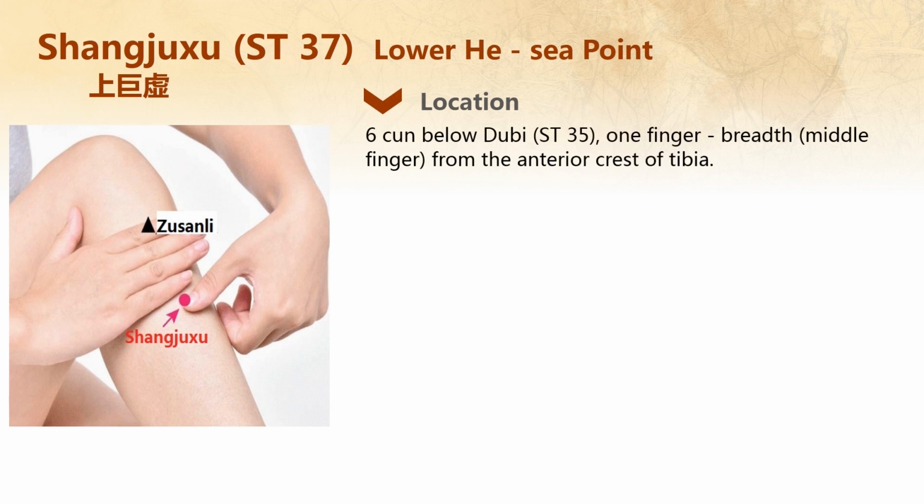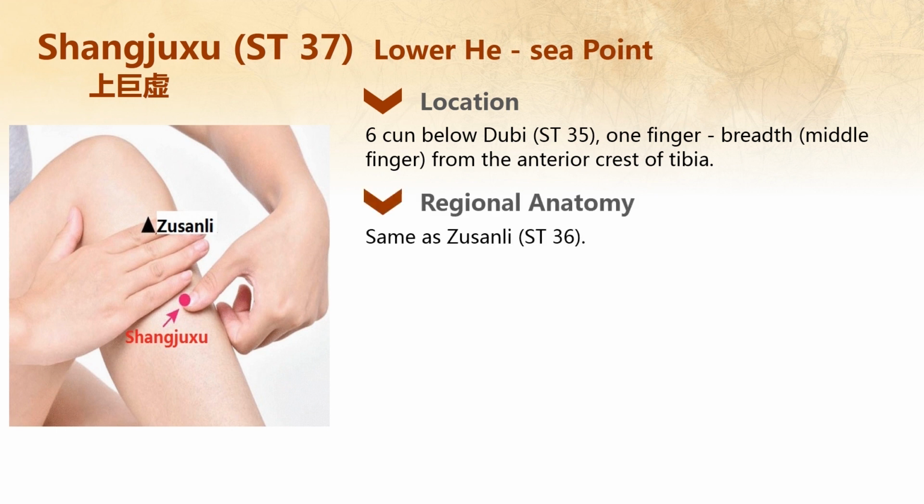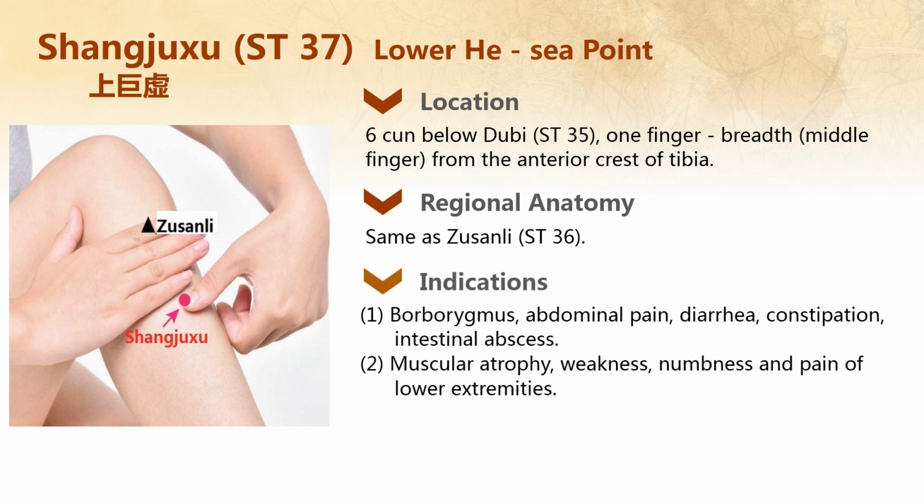Location, it is 6 cun below Dubi, 1 finger breadth from the anterior crest of the tibia. Regional anatomy, same as Zusanli. Indications, first, borborygmus, abdominal pain, diarrhea, constipation, intestinal abscess.